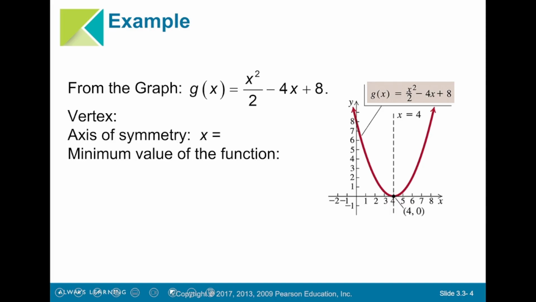So we can see that the vertex sits here at 4, 0. So the vertex is 4, 0. We can see that the axis of symmetry then is just going to be x equals 4, the vertical line. Matches up with the 4 in our x value in the vertex. Our minimum value of the function, well, that's the y value of the vertex, which is 0. All of that becomes quite simple when you're looking at the graph.